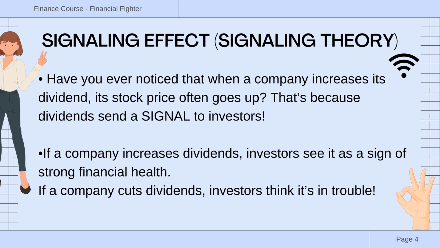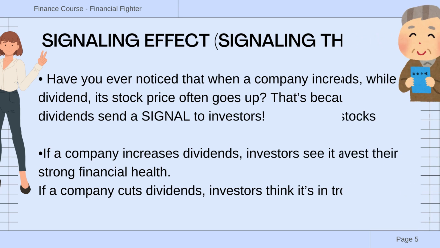Signaling effect, signaling theory. Now let's talk about the signaling effect. Have you ever noticed that when a company increases its dividend, its stock price often goes up? That's because dividends send a signal to investors. If a company increases dividends, investors see it as a sign of strong financial health. If a company cuts dividends, investors think it's in trouble. So, companies use dividends not just to reward investors, but also to signal their financial strength.